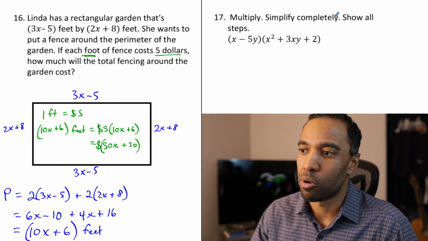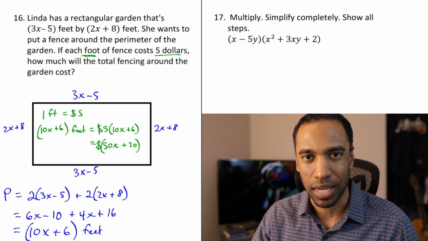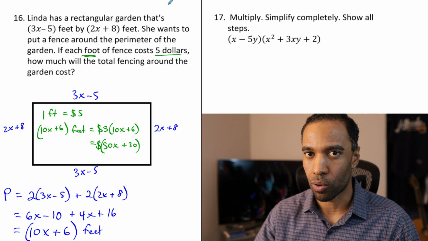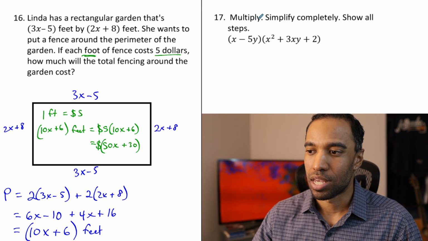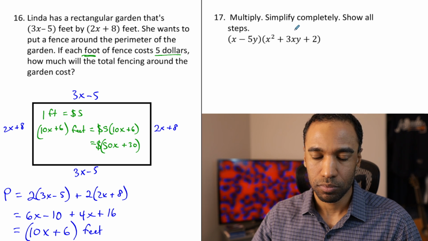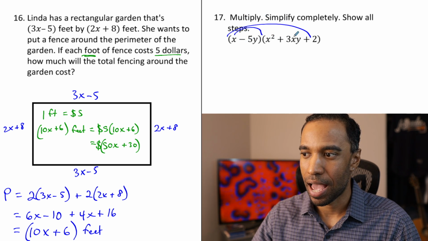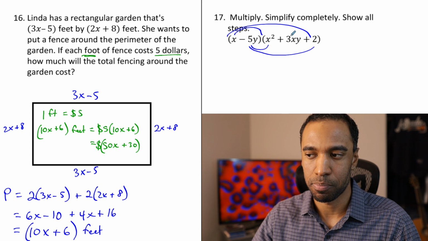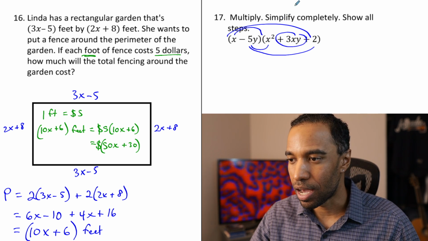All right, number 17, we're going to multiply, simplify completely, show all steps. Now, here's where I mentioned before, I think, unless it was the video where I didn't record any sound. Here's where you cannot FOIL. You cannot multiply a binomial by a trinomial by FOILing, by doing first, outside, inside, and last, because this term gets completely ignored. So we cannot FOIL here.